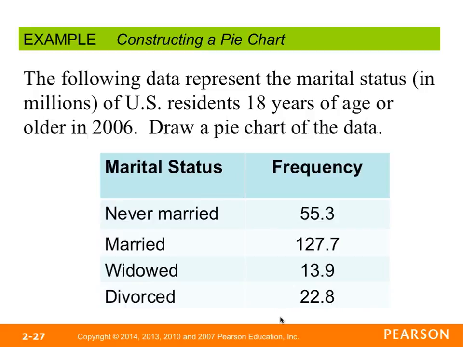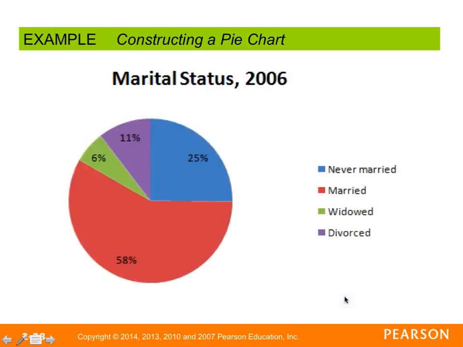So if we look back at this data here, we have our marital status. This is now just the 2006 data. So we have 55.3 million people who were never married, 127.7 million who were married, and so on. Now, it's not shown here, but we would need to calculate relative frequency so that we get our percentage, and that was actually used in the last problem as well. You would have to add up all these millions, and then you'd take your frequency, 55.3 million, and divide by the total. That would give you the relative frequency. And then the percentages are used in the actual pie chart.